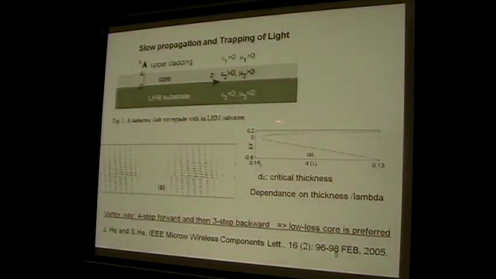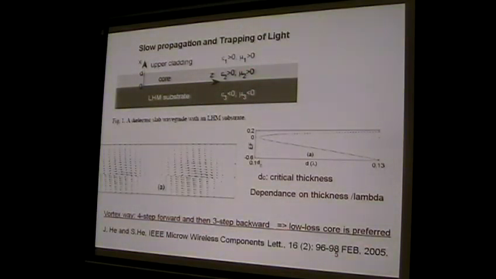So that's the whole idea, using this kind of metamaterial to slow down the light. And there is a critical frequency. The group velocity will be zero when the frequency of the core reaches this point, which we call the critical frequency. The group velocity mainly depends on the normalized frequency, normalized with the wavelength, if the materials are fixed. So that's the whole idea.